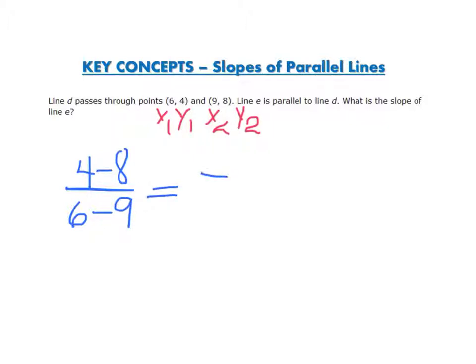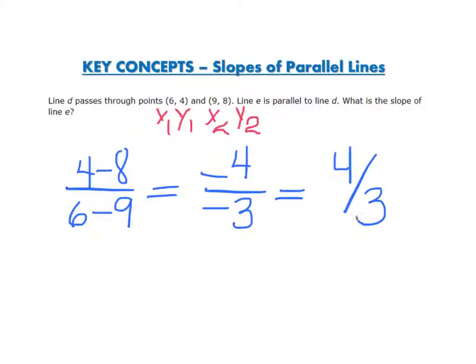4 minus 8 is negative 4. 6 minus 9 is negative 3. When dividing two negatives, it becomes a positive. So the slope of line D is 4/3, which automatically makes the slope of line E 4/3.